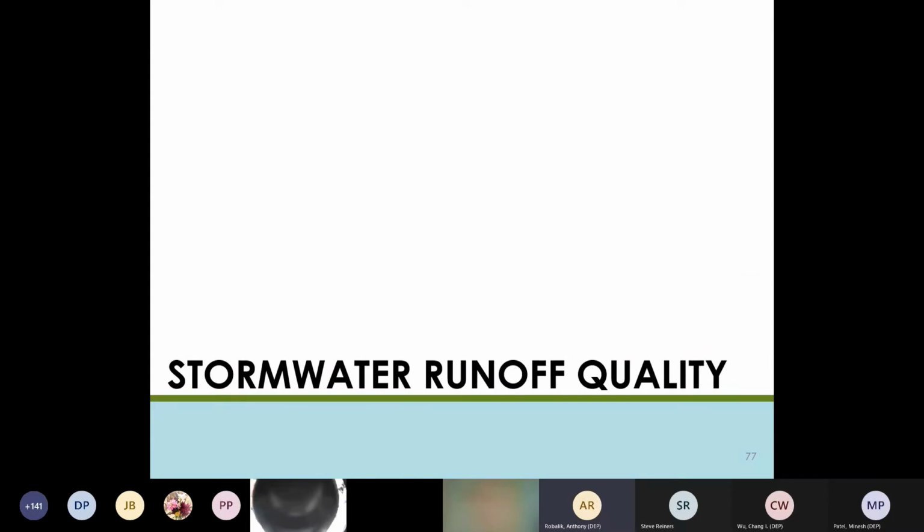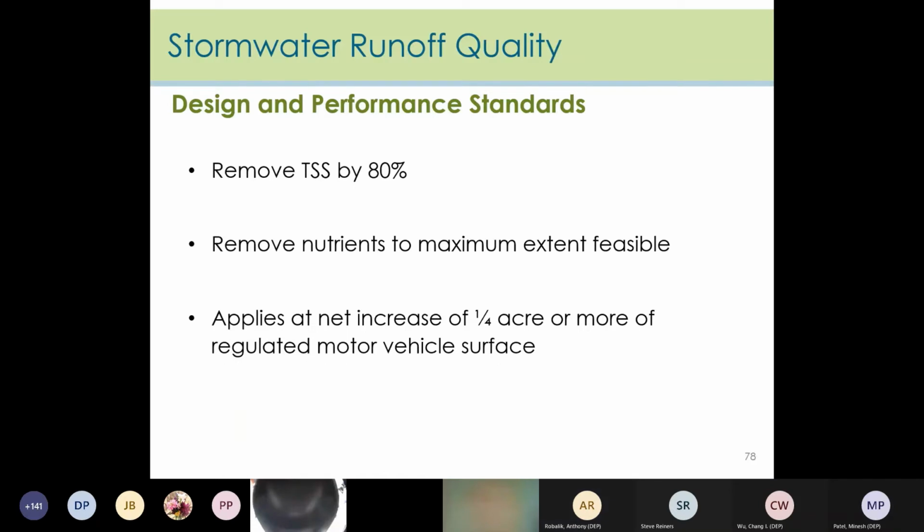So the next section the reviewer should check is stormwater runoff quality. The stormwater runoff quality requirements are shown here. For new development, the proposed design must remove 80% of total suspended solids from stormwater runoff generated from the water quality design storm from the net increase of motor vehicle surface. And although there is no numerical target, the reviewer must ensure that the design removes nutrients to the maximum extent feasible. The threshold for the water quality requirement is a 1/4 acre net increase in regulated motor vehicle surface.